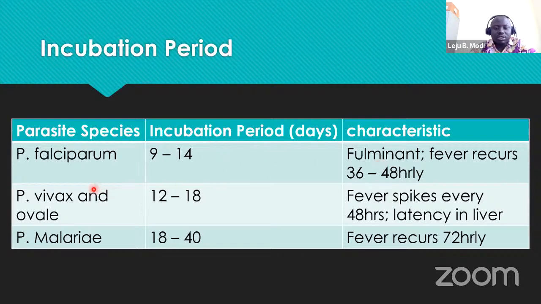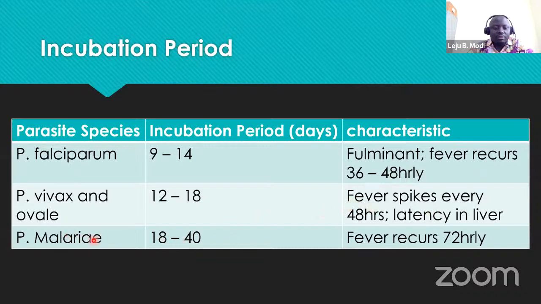The other two species, vivax and ovale, have spikes of fever about every 48 hours, and they also have what we call latent stages in the liver. That's what I said in the previous slide, that can cause transmission through liver transplantation, because some of their developmental stages can remain latent in the liver. So they are dormant, but they can be activated anytime and cause malaria.